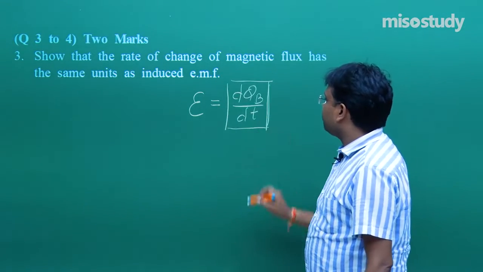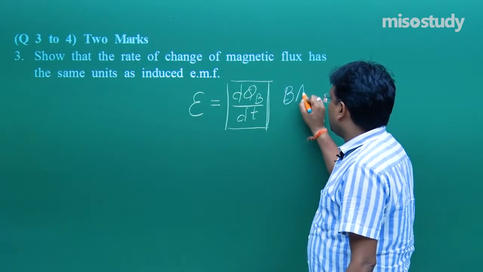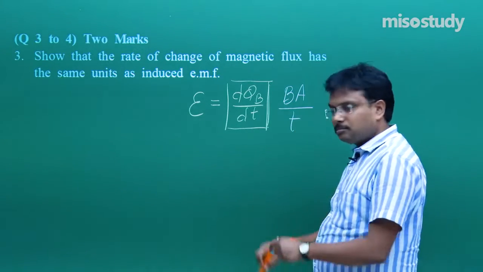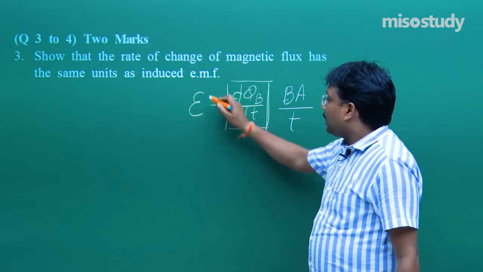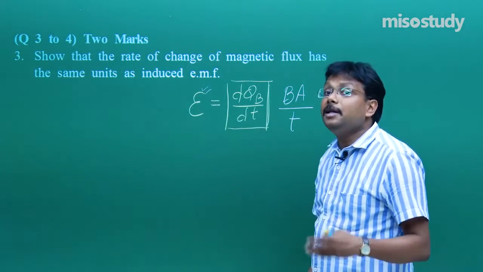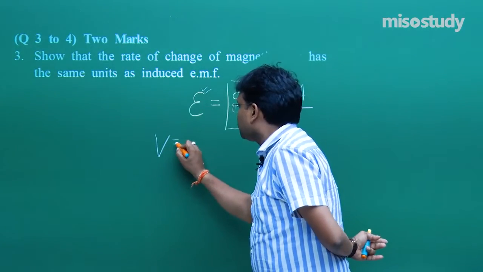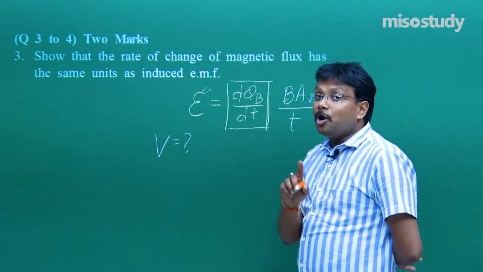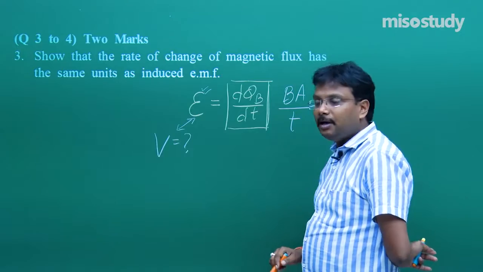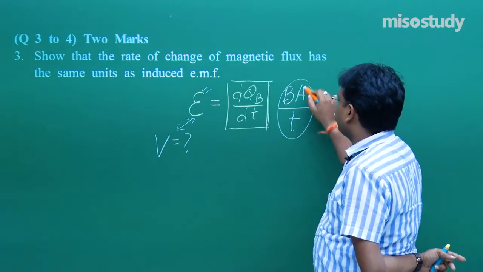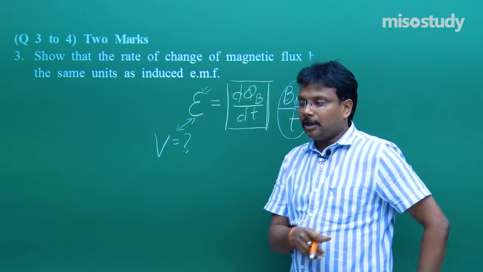If I start from this box, then I can write it down as B A upon T, because cos theta has no dimensional formula. And induced EMF is nothing but similar to V. So, the dimensional formula of potential is going to be equal to the dimensional formula of this quantity and the dimensional formula of this. So, both sides you can say now they are equal to each other.